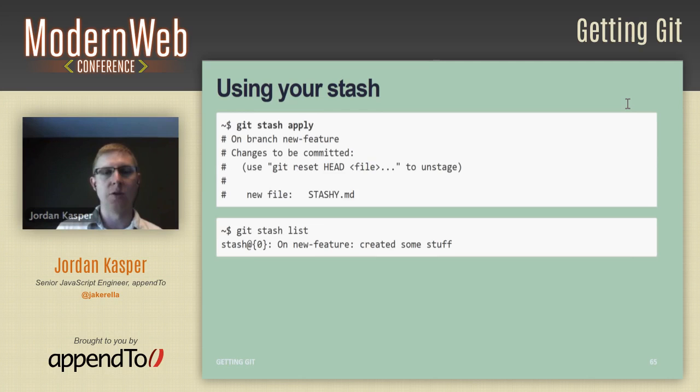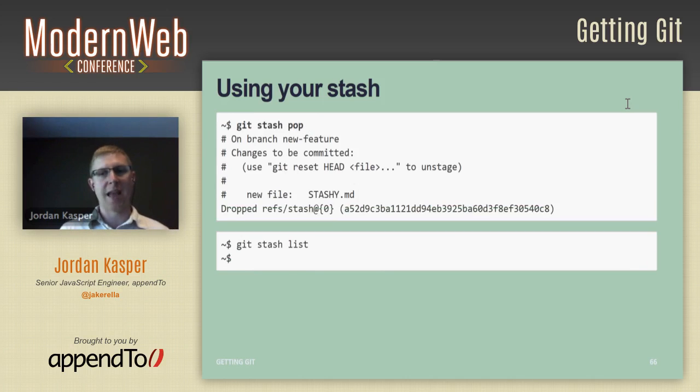Now notice that when I do git stash list, that stash entry is still there. So nothing has changed, the stash still exists. Git stash apply just takes those changes and applies them to your current working directory. We can also do git stash pop. Git stash pop is very similar to apply. It applies the changes, but it also drops that reference. So it applies the changes and removes that stash entry, because the assumption is you don't need it anymore. So if I do git stash list, you can see that it's empty. There's nothing in there.